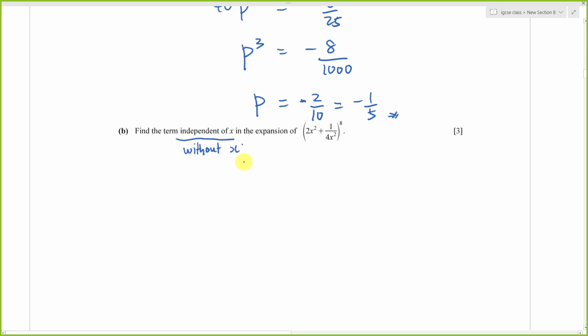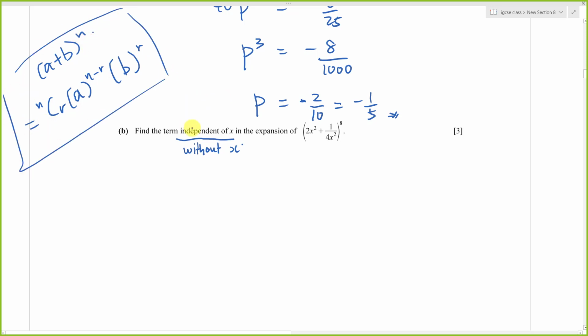So, they want to find the term without x, which means only a constant number. If I expand this one, I need to go back to the term just now: a power of n minus r, b power of r, for (a plus b) power of n. Because of using this, I need to think a little bit before I start to choose.